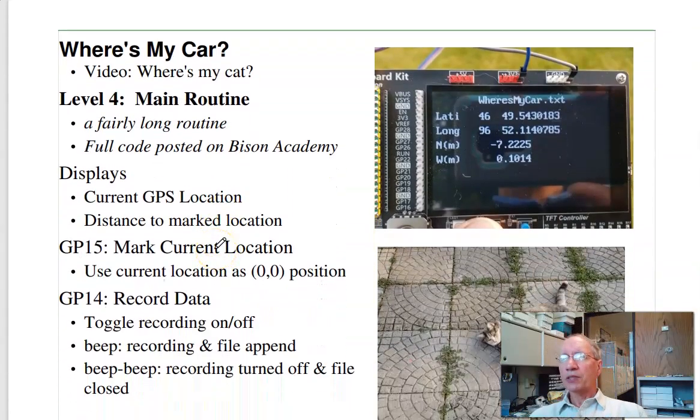Now that I have all those routines, let's have some fun. Let's have a main routine, which is what I call Where's My Car? Or in the video, Where's My Cat? What this does is I display my current latitude and longitude and my distance from 0 position in meters.